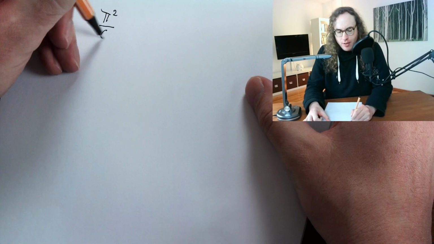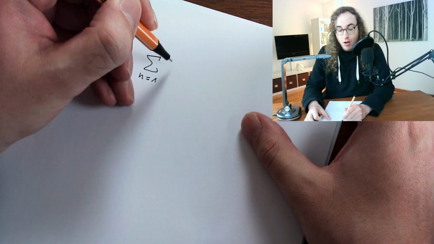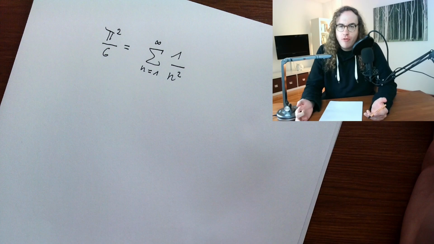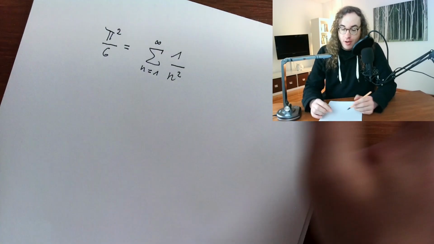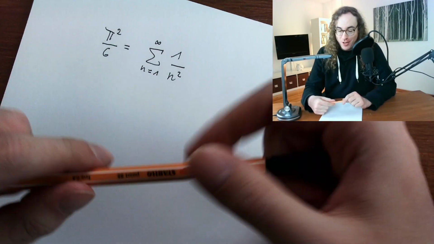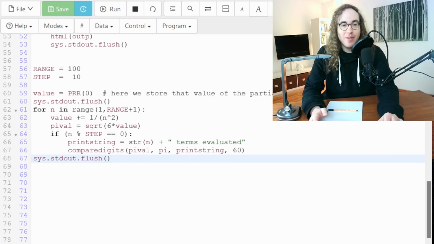Pi squared divided by 6 is the same as the sum of all the inverses of the squares. You could use this formula to compute the decimal places of pi. Now, if you do this, it turns out that this is actually a horribly bad strategy to compute pi. Actually, maybe let's simply do this. Let's have a look. So I have a little program here.